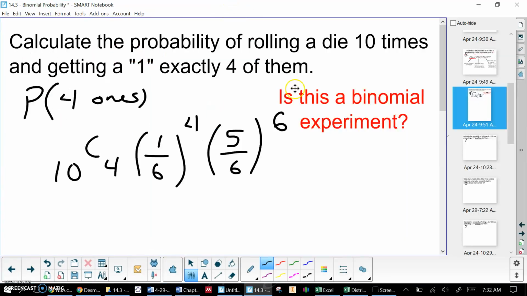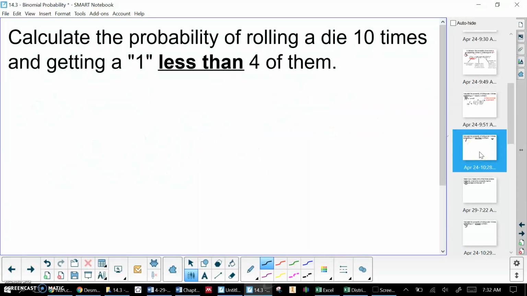So the thing is, once you have your formula written out, it is just a matter of typing this straight into your calculator. Not too much to do there, because obviously the formula takes care of it for us. Now, let's take a look at something like this. If we want to calculate the probability of rolling a dice 10 times and getting a 1 less than 4 of them, now we've got to do a little bit more work.